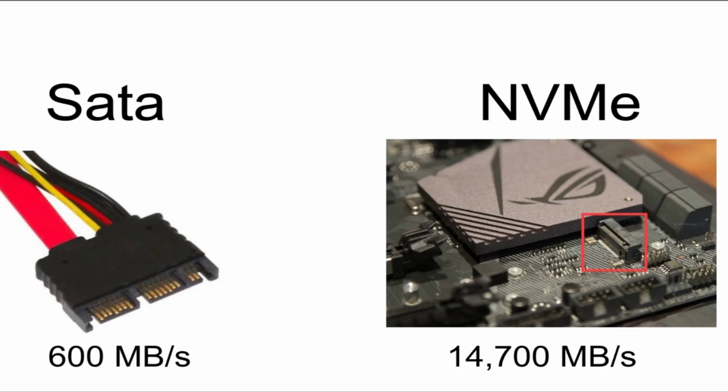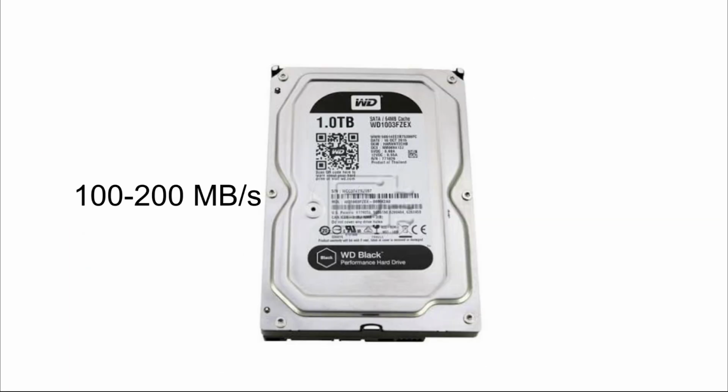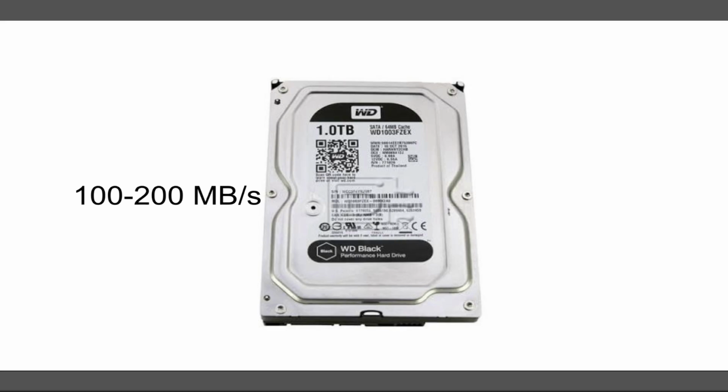But if you're going to be editing videos or transferring massive files or even working with larger projects, then NVMe is going to provide a pretty big advantage. Now, both of these types of SSDs are significantly faster when compared to HDDs, which is minuscule in comparison. It's only 100 to 200 megabytes per second of reading and writing to the device.